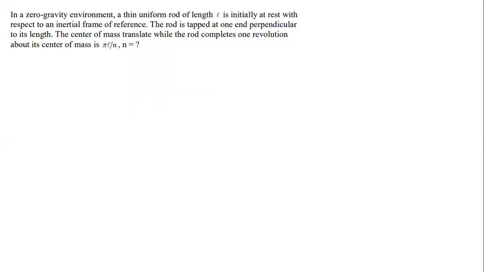In a zero gravity environment, a thin uniform rod of length L is initially at rest with respect to the initial frame of reference. The rod is tapped at one end, perpendicular to its length. The center of mass translates while the rod completes one revolution about its center. They are asking for the value of n. So take the rod. This is the center of mass. This is L by 2 and L by 2.